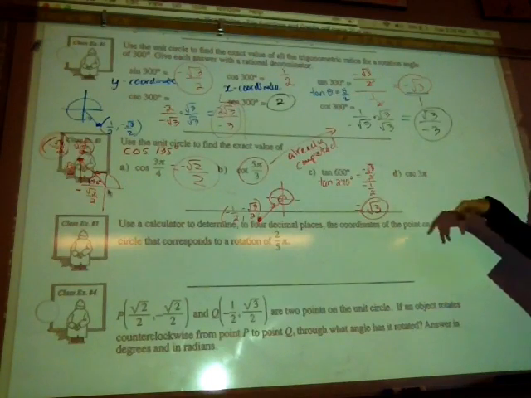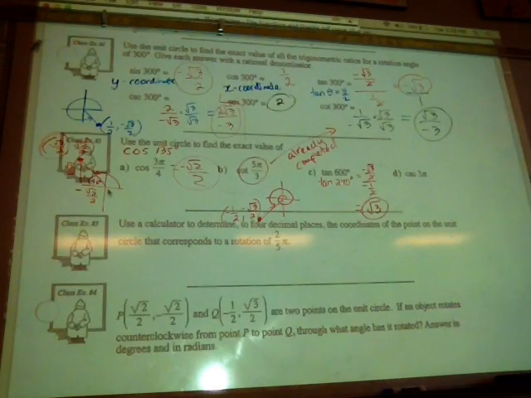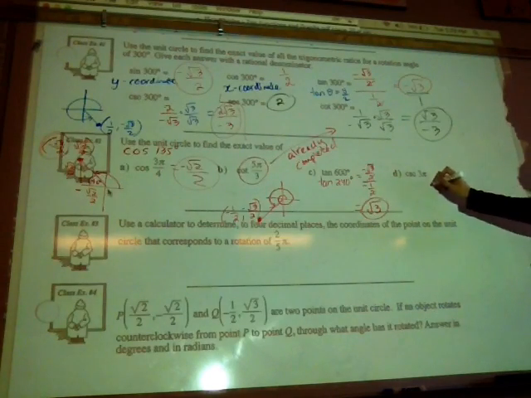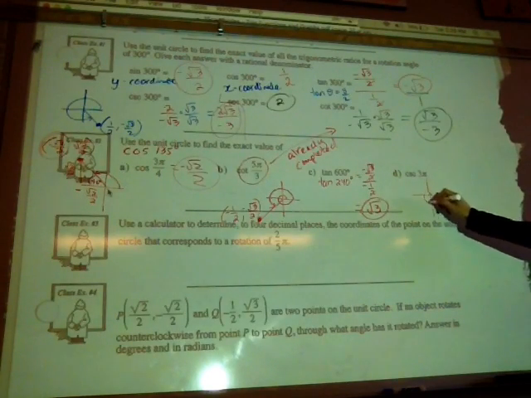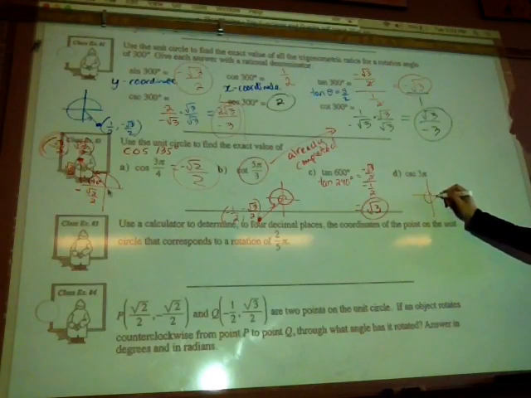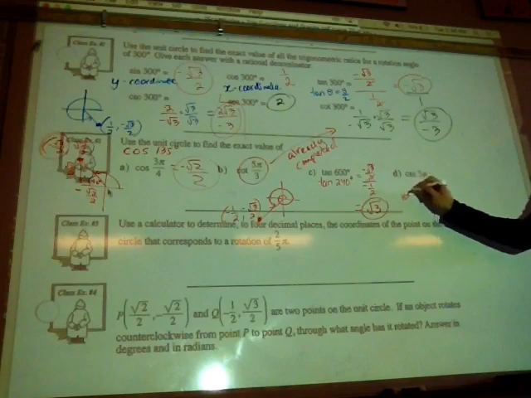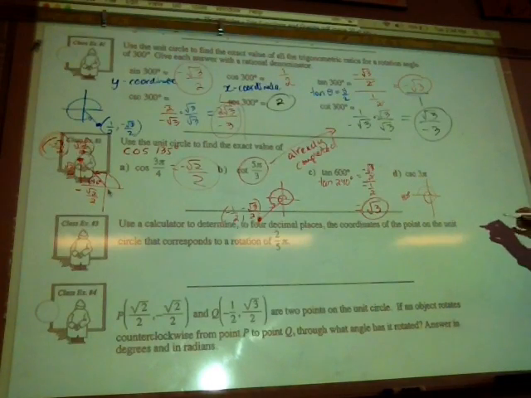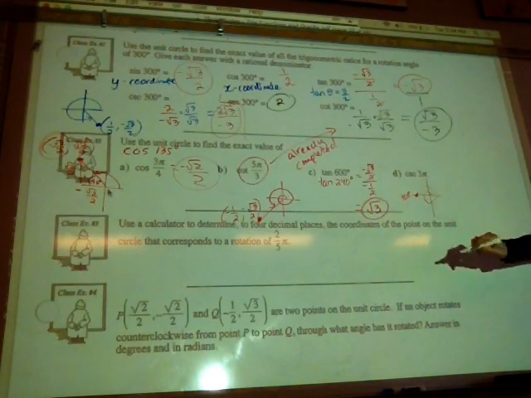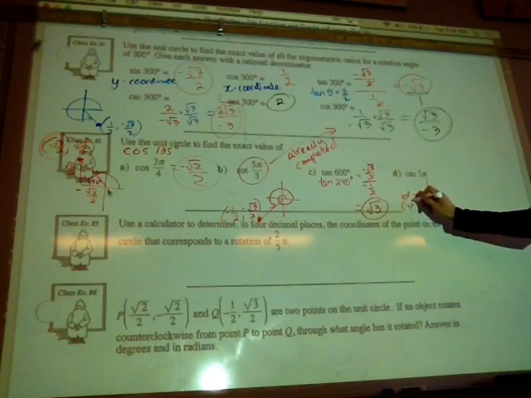Okay, last one, cosecant 3 pi. How many rotations are we talking about? 1.5, perfect. Okay, so full circle is 2 pi, and then we're going another pi. So that puts us at 180 degrees. Okay, so the point that falls at 180 degrees would be negative 1, 0.